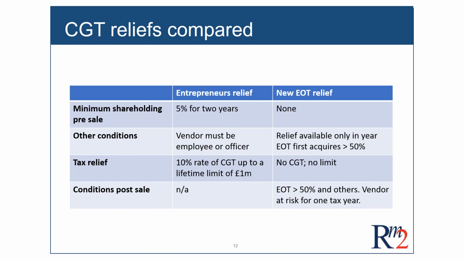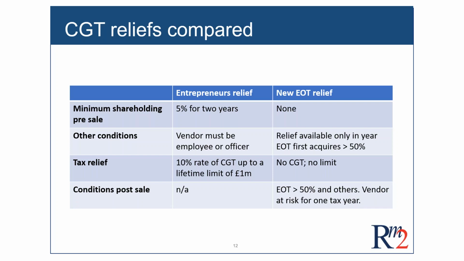For entrepreneurs relief, you've got to own more than 5%, unless you've got an EMI option, but we won't go into that detail. And you have to own it for more than 2 years. There is no such requirement for EOT. Literally, you could get the shares the day before and still get your EOT relief if you sell them to an EOT.